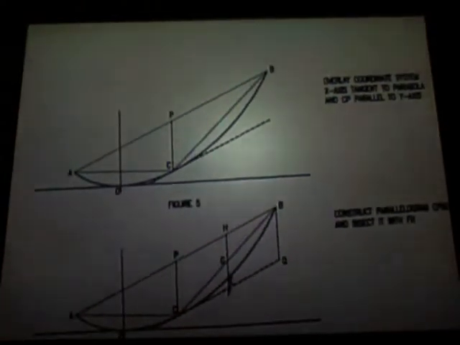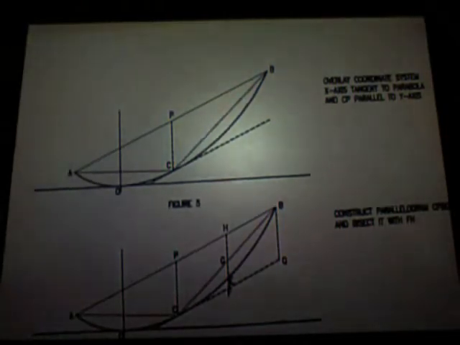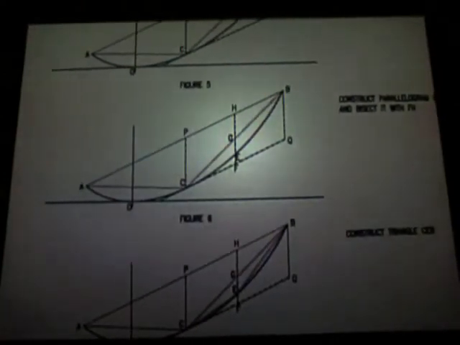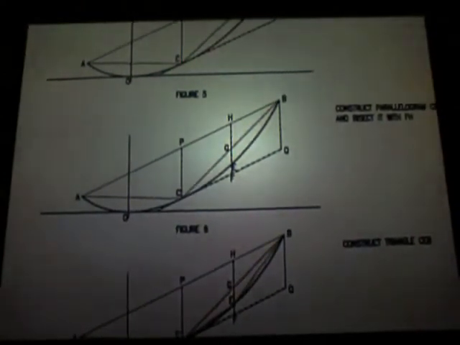Anyway, so you have the coordinate system overlaid, and let's see, what do we do now? Oh, we connect the ends of the parabolic segment. We already did that, didn't we? Yeah, okay. We did all that. Figure 6. All right. What's new?